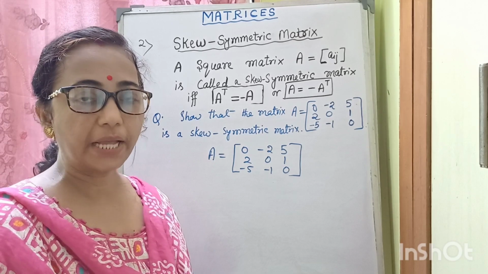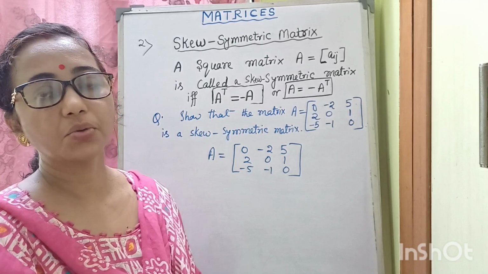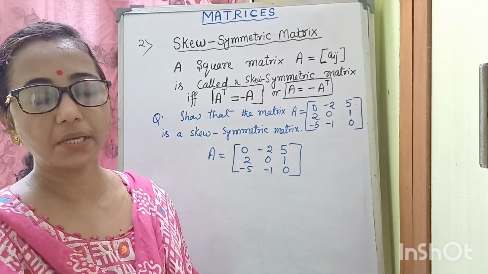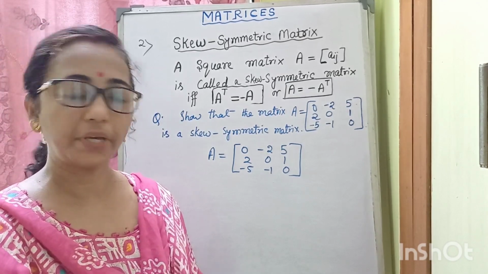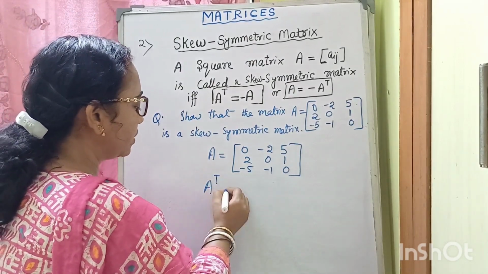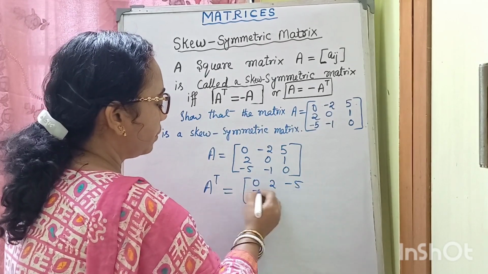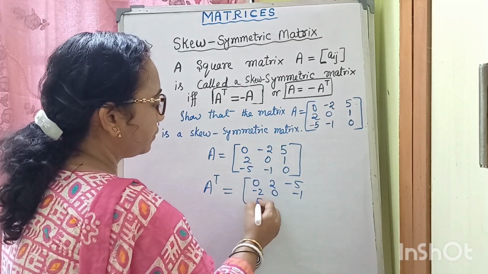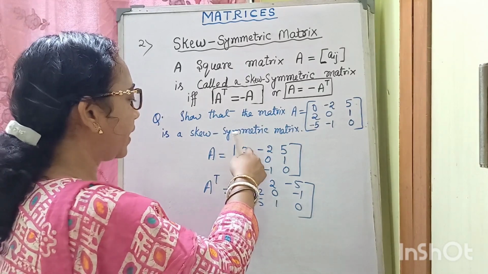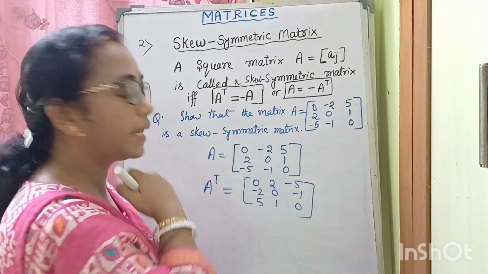Now let us try to show that a given matrix A is a skew-symmetric matrix. We know that a square matrix A is a skew-symmetric matrix if A transpose equal to minus A, or A matrix equal to minus of A transpose. Now let us first find the transpose of this matrix by interchanging the rows and columns. So what we get here? 0, 2, minus 5, minus 2, 0, minus 1, 5, 1, 0. Now if we compare the first two columns of both the matrices, we find that 0, 2, minus 5 and 0, minus 2, 5 differ by negative sign.